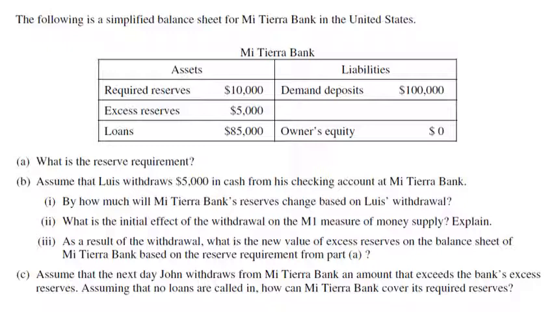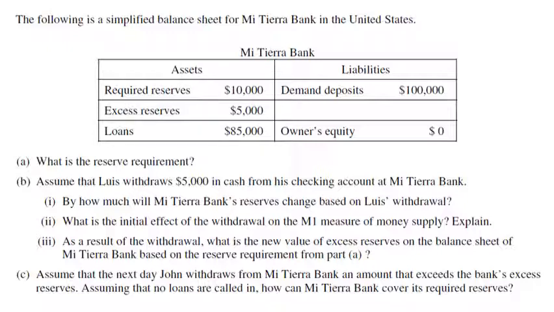So even though the excess reserves were wiped out by Luis's withdrawal, because on the liability side it's now down to $95,000, that means they can pull $500 from the required reserves down into excess reserves. So part 3, the answer would be $500.